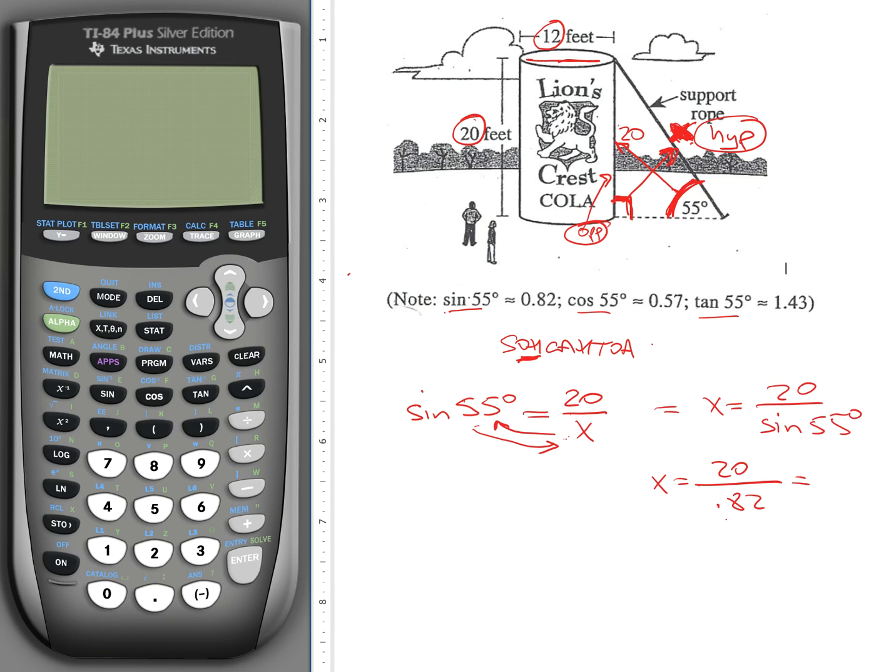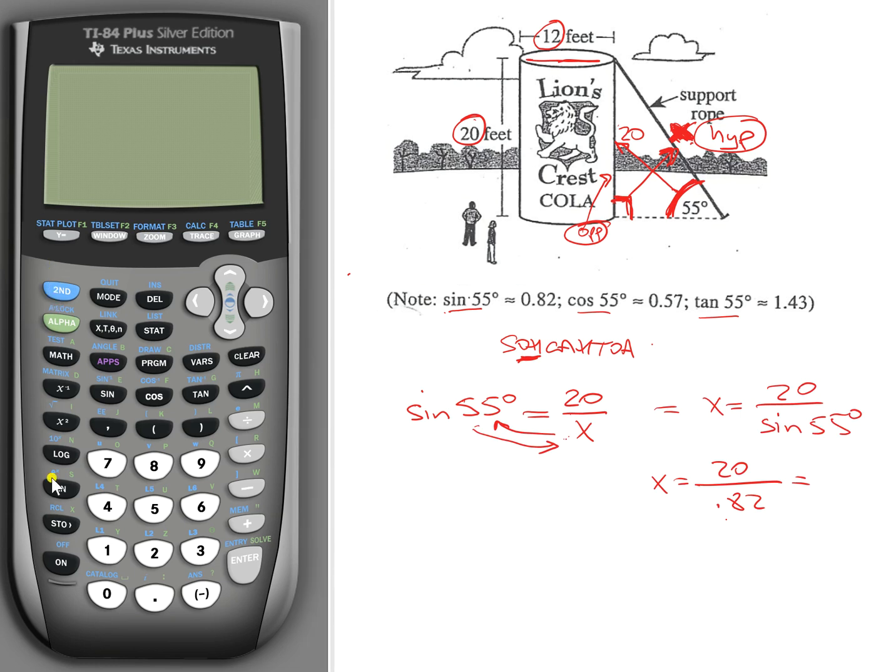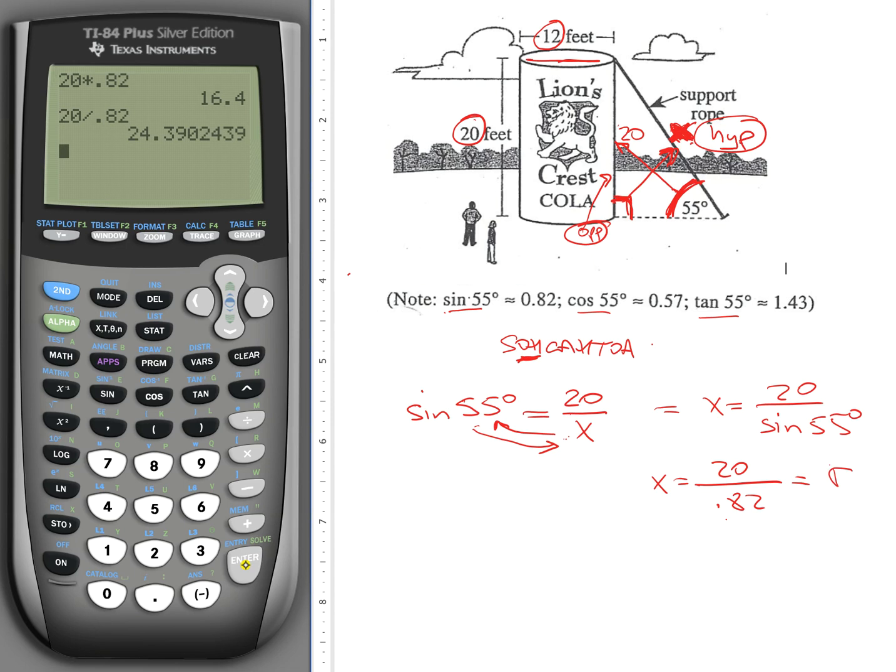0.82, and let me see, that equals, if I can switch this on quickly, 20 divided by 0.82, things not to do in the exam, gives us 24.4, so it's closest to 24, and that's answer choice F.